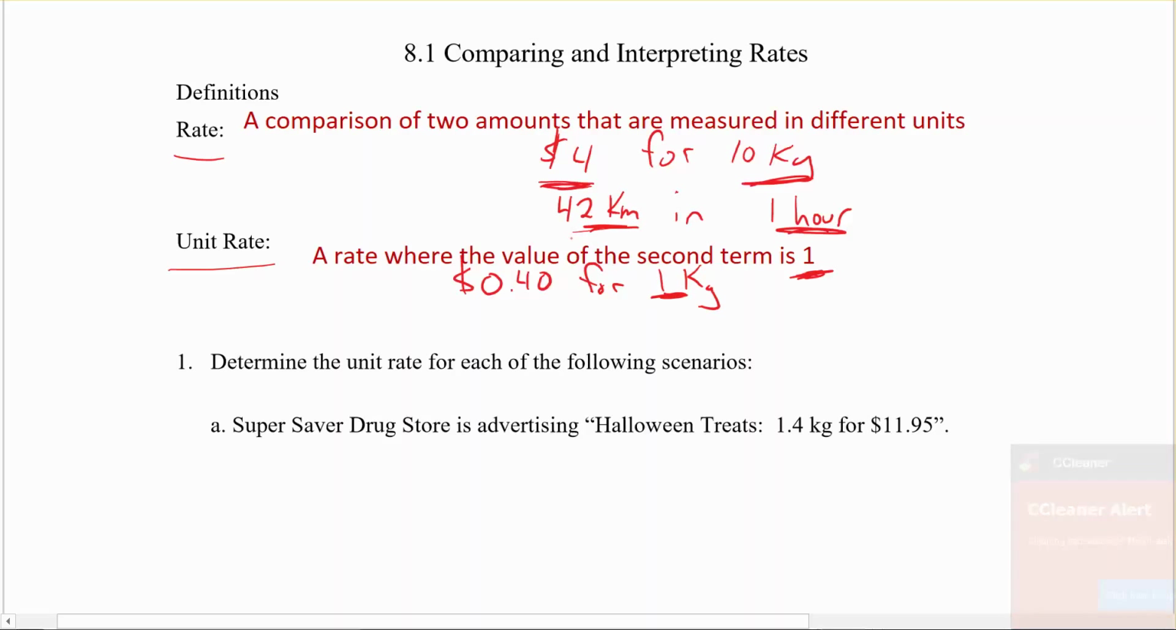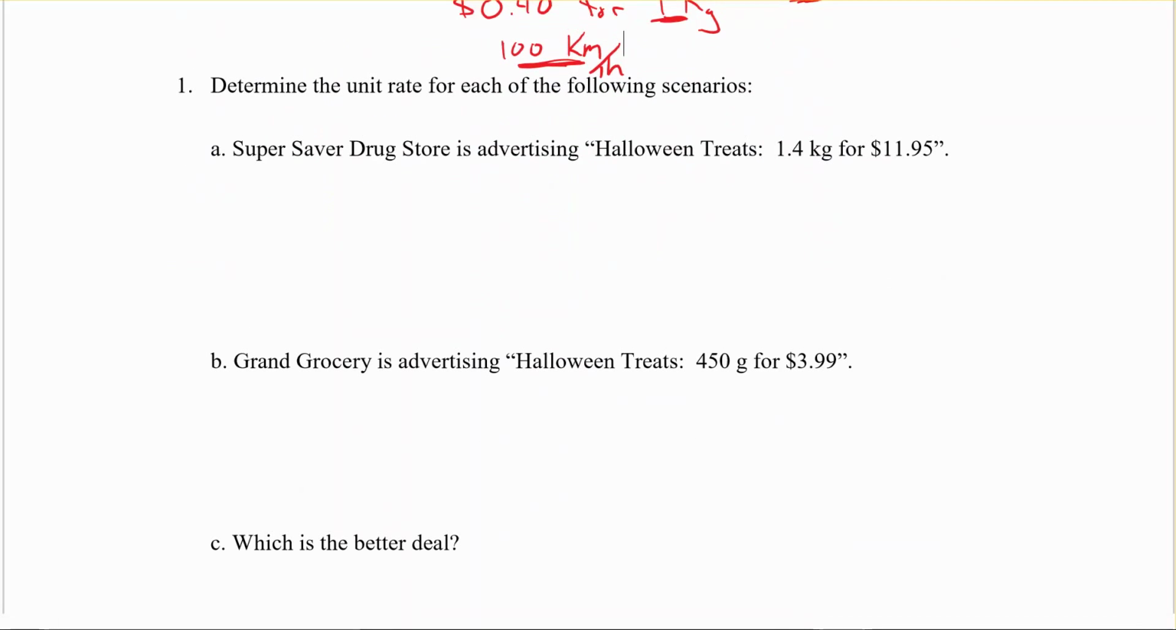And another way of writing that, you're probably used to saying your speed. An example of this might be that you're going 100 kilometers per hour. So that means you're going 100 kilometers every 1 hour. So that's an example of a unit rate. Okay, so if we go down here, let's try a few. It says determine the unit rate, so we want the second one to be 1, for each of the following scenarios. Super Saver Drugstore is advertising Halloween treats at 1.4 kilograms for $11.95.